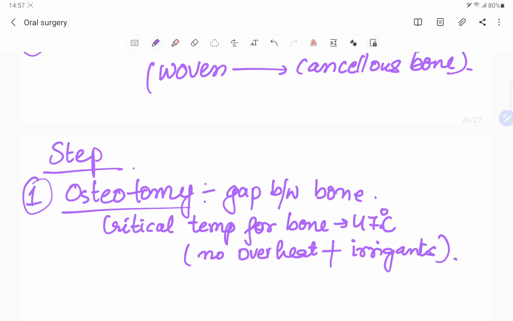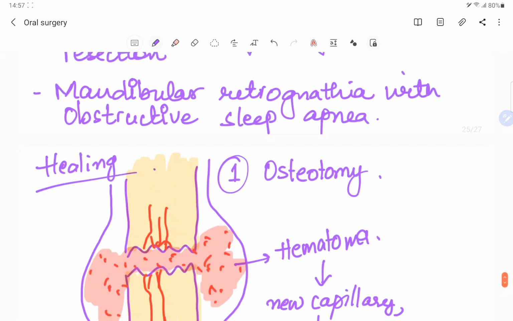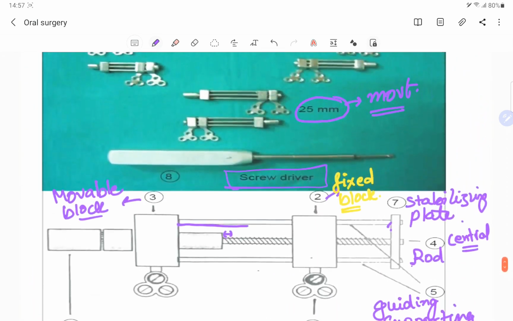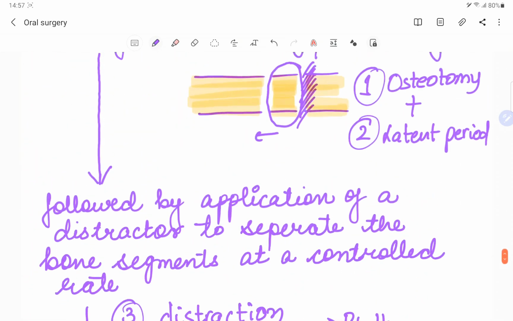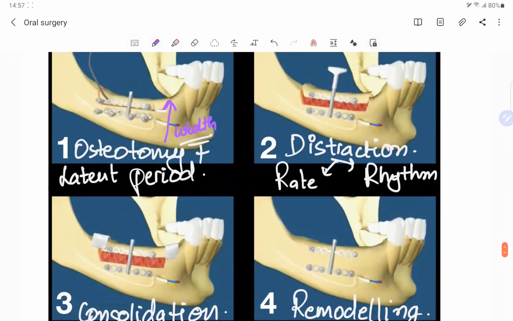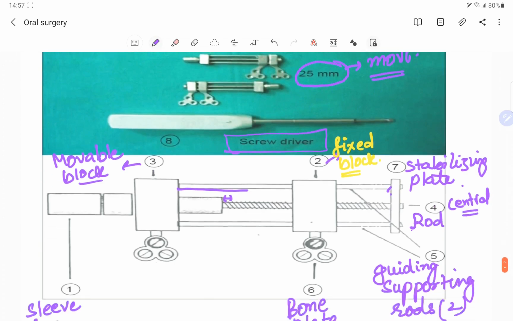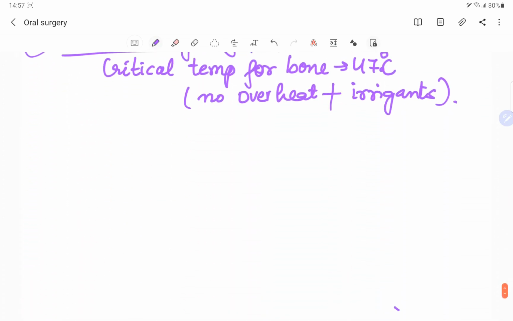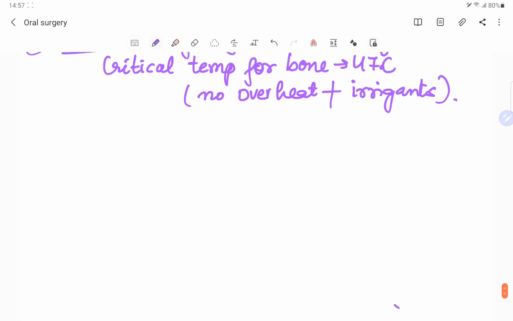Then these two bony fragments are stabilized using a fixator. This fixator can be extraoral, intraoral. I have showed you the distraction device. The fixator can be applied within the oral cavity or applied outside the oral cavity. If we are applying inside the oral cavity, then you have to do the surgery again when you want to remove it. So the disadvantage of intraoral is that you have to again go for surgery in order to remove the distraction device. Second one we have is the latency period.